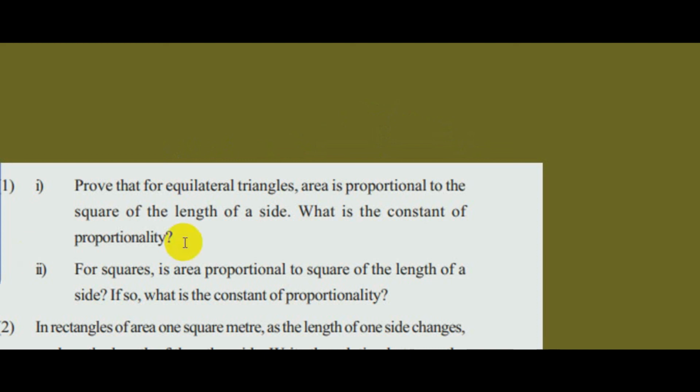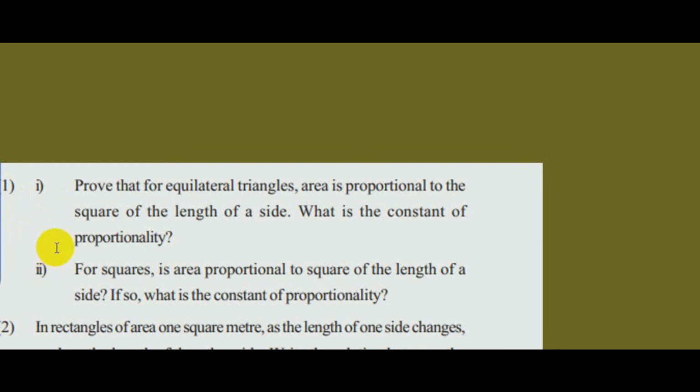See, read the first question. Prove that for equilateral triangles, area is proportional to the square of the length of a side. What is the constant of proportionality? Question number 1 contains two parts. Let us discuss the first part; the second part I think I will set for you as homework.